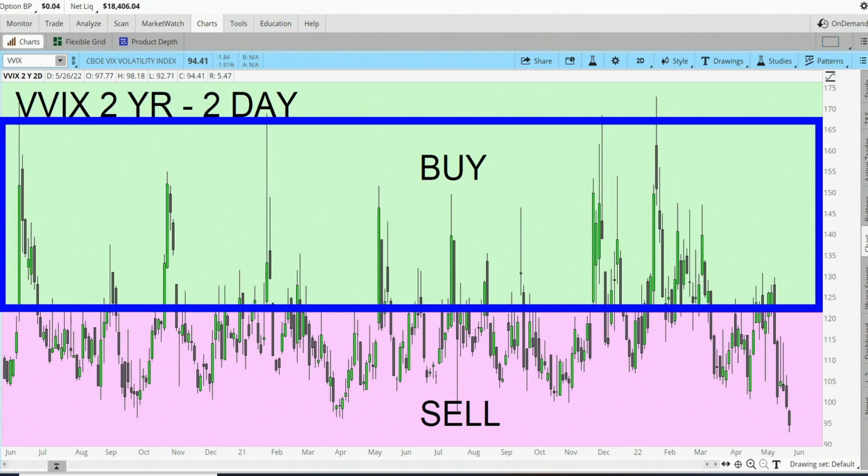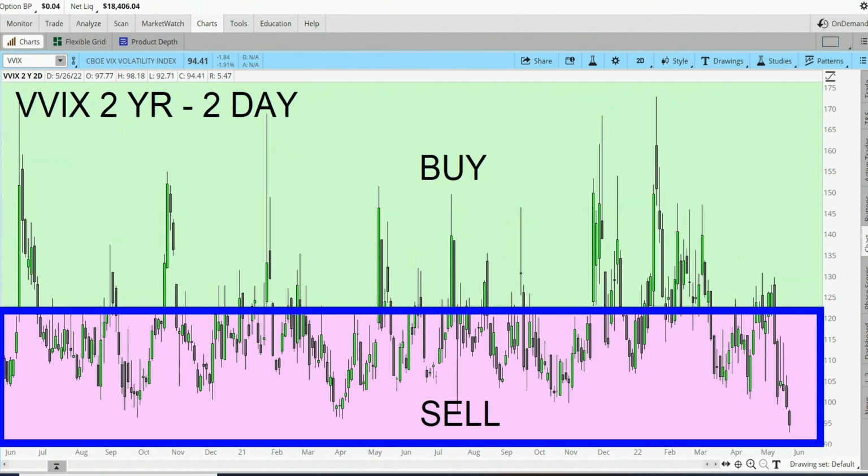That's why I highlighted it green. If the chart is below the $120 mark, it's red, and I want to sell short or buy puts. Here's the saying about the VIX. When it's high, you better be ready to buy. When it's low, watch out below, meaning it's about to go down.